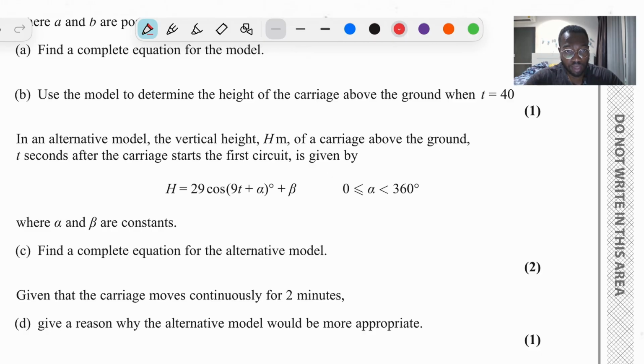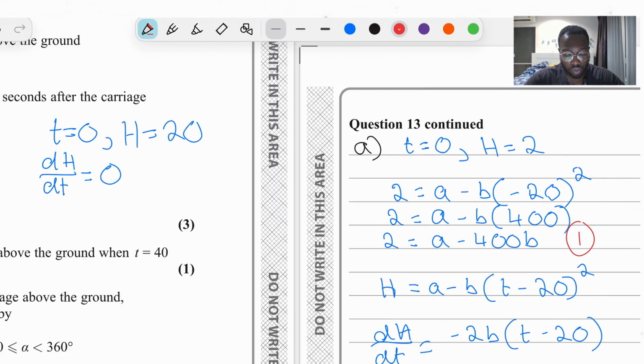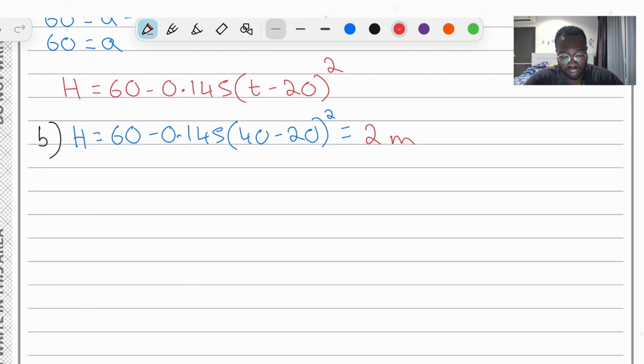Okay, so how do we work this one out? Well, what do we know? We know that it's an alternative model, but the maximum height would still stay the same. So it would still have to cross (20, 60). That is still going to be a point it will have to cross. It's an alternative model, but it still hits the same points. Therefore, what can we do to work out the maximum height of this?